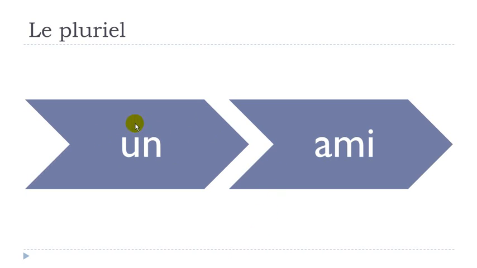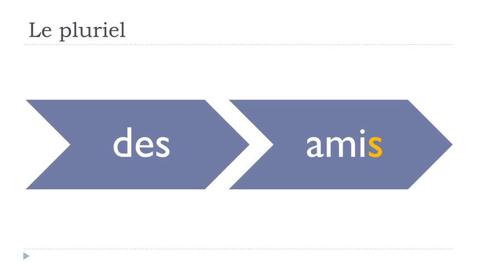A friend, un ami. Here you can see that we've got this article indéfini, un, the masculine singular form, and then we've got ami, friend, also in the singular form. If we want to construct the plural form, obviously the article will change. We saw previously that the plural article was des in that case, and then we keep the same word, ami, and the rule goes like that.